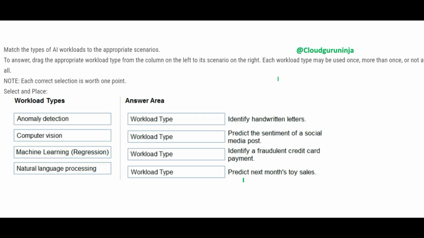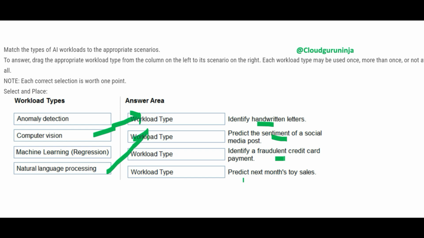Now in this question we have to map the workload types. Identify the handwritten letters: which workload type matches? You need computer vision because your computer should be able to see and then make sense out of it. That is where handwritten letters come into play. Now predict the sentiment. For sentiment you will need natural language processing, because NLP helps you predict the sentiment in a media post or Twitter and so on.